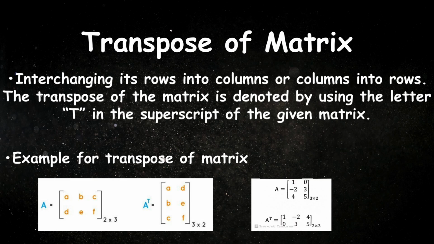Lastly, we are going to talk about transpose of matrix. Interchanging its rows into columns or columns into rows. The transpose of the matrix is denoted by using the letter T in the superscript of the given matrix. Example for transpose of matrix is A equal to 2 multiply 3 becomes A^T equal to 3 multiply 2.